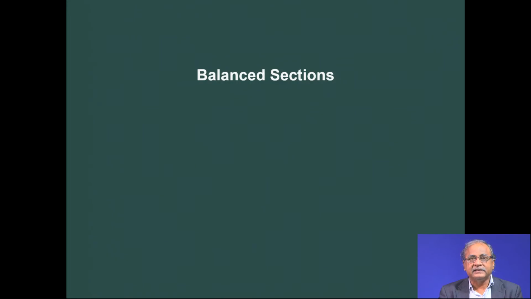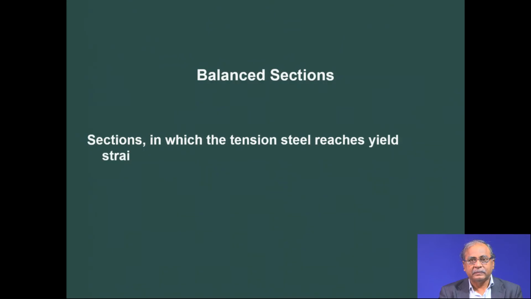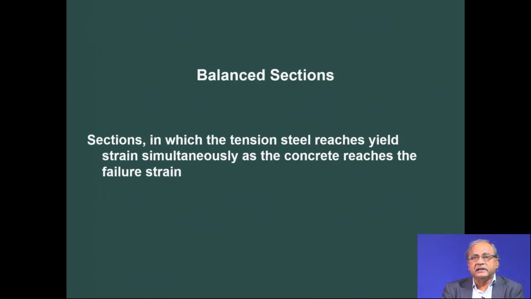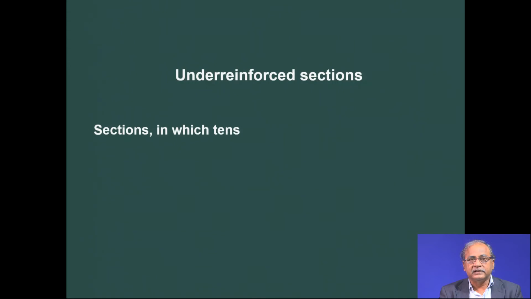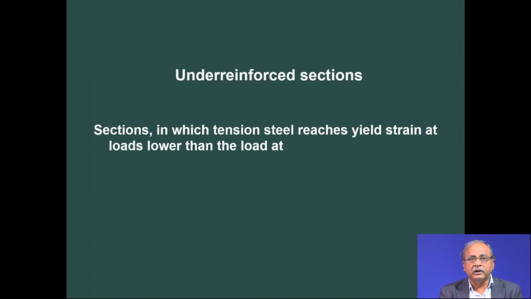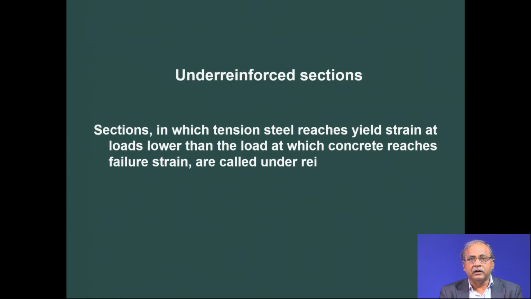So, I think balanced sections are known anyway, just to give you an idea. Sections in which the tension steel reaches yield strain simultaneously as the concrete reaches the failure strain in bending are called balanced sections. And then obviously, when you are talking about balanced, then we should have less than. Sections in which tension steel reaches yield strain at loads lower than the load at which concrete reaches failure strains are called under reinforced.